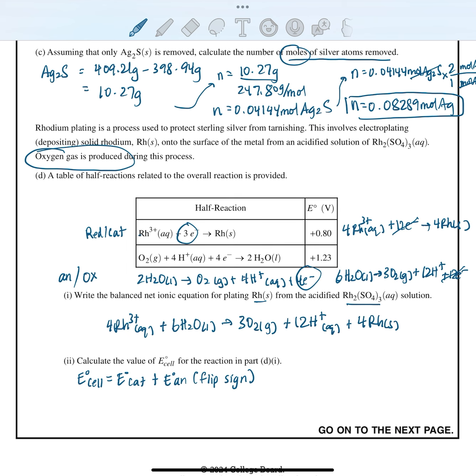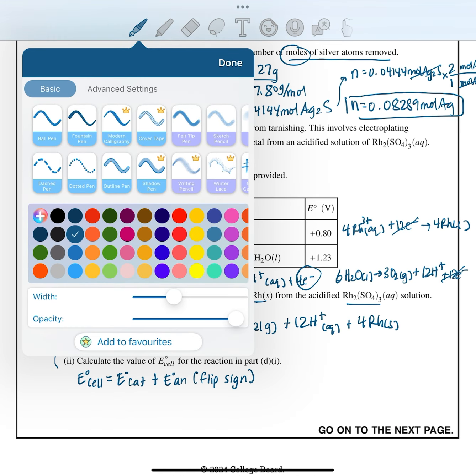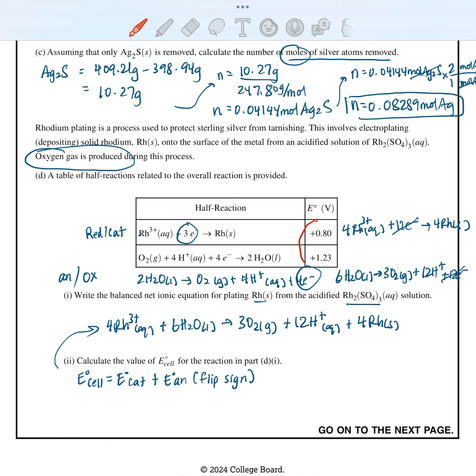Let's do one more question here. Calculate the value of Ecell for the reaction in part D1. Okay, so for this equation here, there's a couple different formulas for the Ecell. I like to use this version where Ecell equals E cathode plus E anode, flip the sign. Let me explain why I use this. If you look at the data table up here, these E values are both shown as reductions. So they're both shown essentially as cathodes, right?